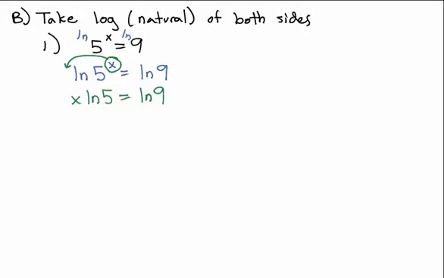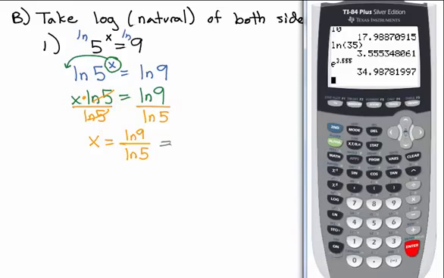We want to solve for x. We want to get that x alone. It's x times the natural log of 5, so we'll divide both sides by the natural log of 5. And x is equal to whatever the natural log of 9 is, divided by the natural log of 5, and our calculators can help fill in the blank from there.